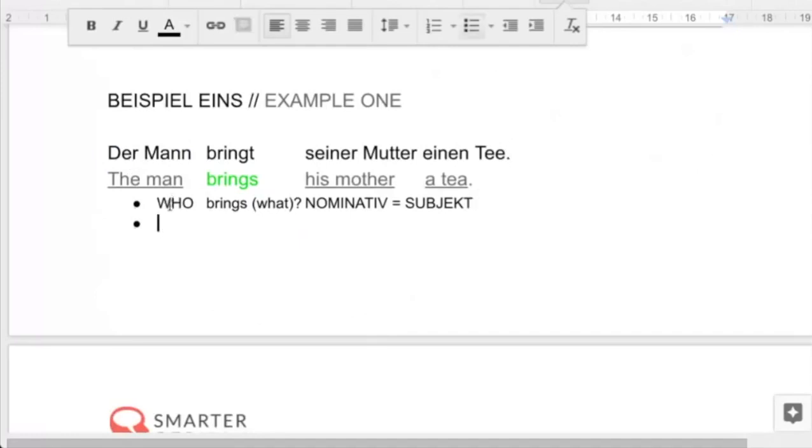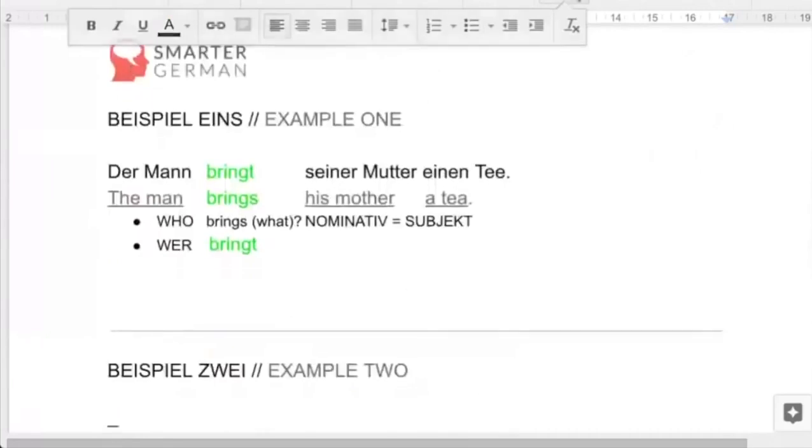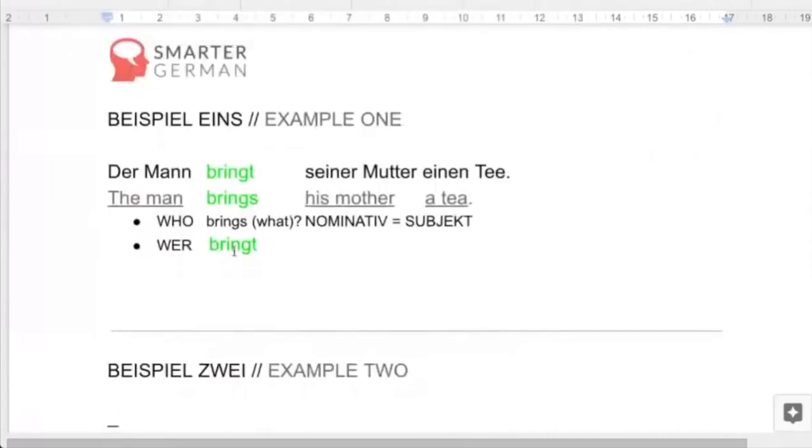So the German question for who brings would be wer, and all I do is take the German verb and put it here. Oops, it's getting bigger. So let me go a page down, sorry. Now, wer bringt? The what we can ignore for now. Who's bringing? And the answer is the man, der Mann. Sorry, that gets a different color.